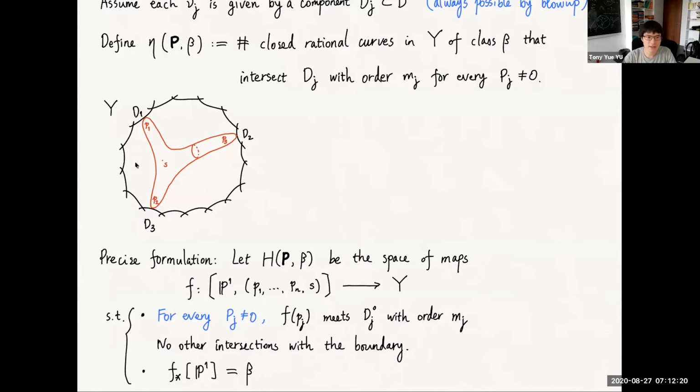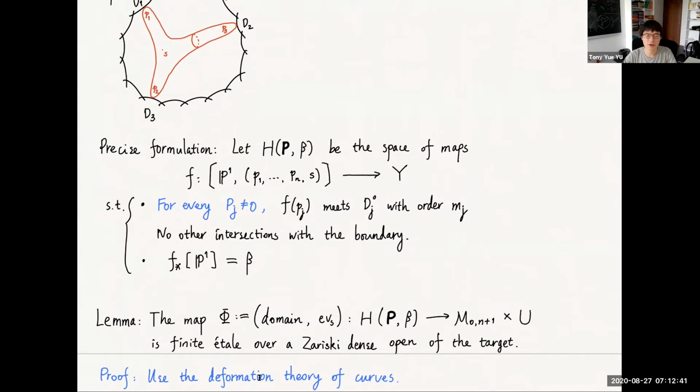So the first condition is that the marked points map to the divisor Di with a given order. And the second condition is that the fundamental class of this curve maps to the curve class beta we fix. Then, using deformation theory of curves, one can prove the following lemma. Consider the map phi taking the domain of this curve, which gives a point in the moduli space of curves M_0,n+1, the moduli space of domain curves, and also the evaluation at the marked point S. This map is finite étale over a Zariski dense open subset of the target.